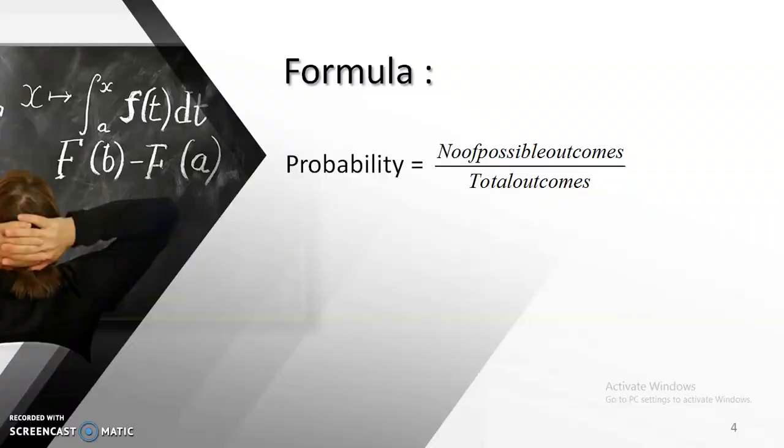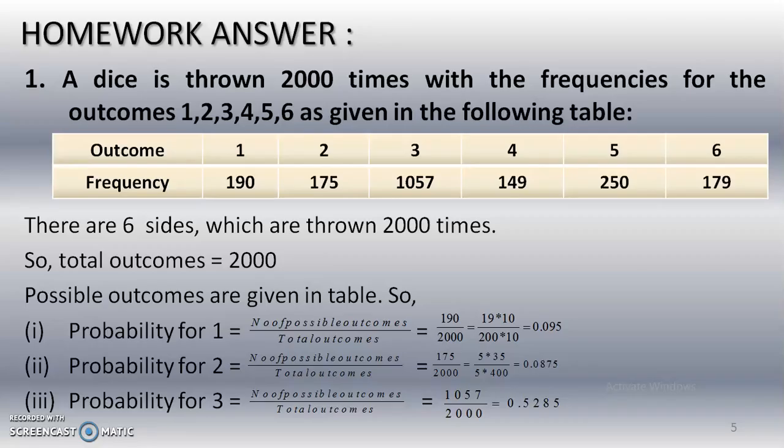Starting with the first, its formula. Probability equals the number of possible outcomes divided by total outcomes, which is already known. And we will use it at every place, right? So go to the next.